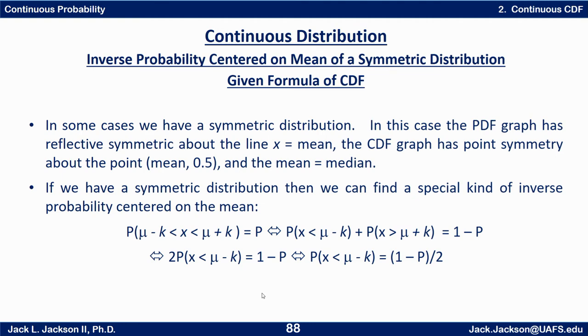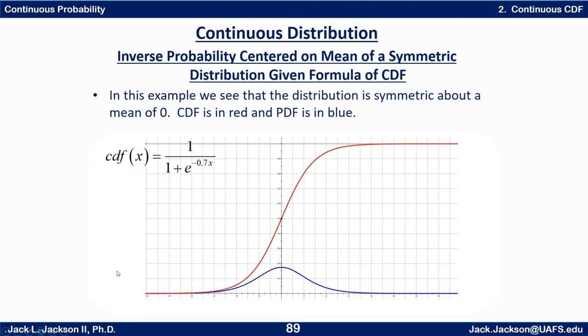So basically, let's look at a picture here. So here's an example of one that's symmetric. Here's a formula for the CDF: 1 over 1 plus e to the negative 0.7x. If you graph that, it has a horizontal asymptote of y equals 0 on the left, y equals 1 on the right. It's one continuous increasing piece, so we know that is a legitimate CDF. Its corresponding PDF is given by this blue graph.